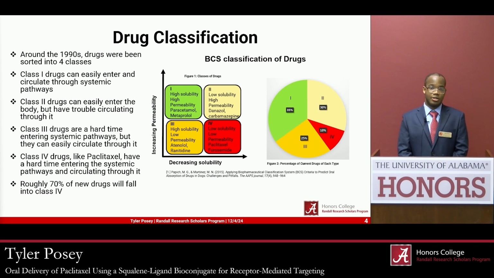Now, as shown in Figure 2, although most current drugs belong to Class 1, which have high permeability and solubility, it's predicted that 70% of new drug discoveries will fall within Class 4. This means that we won't have a way to make use of these drugs without some sort of drug delivery system.